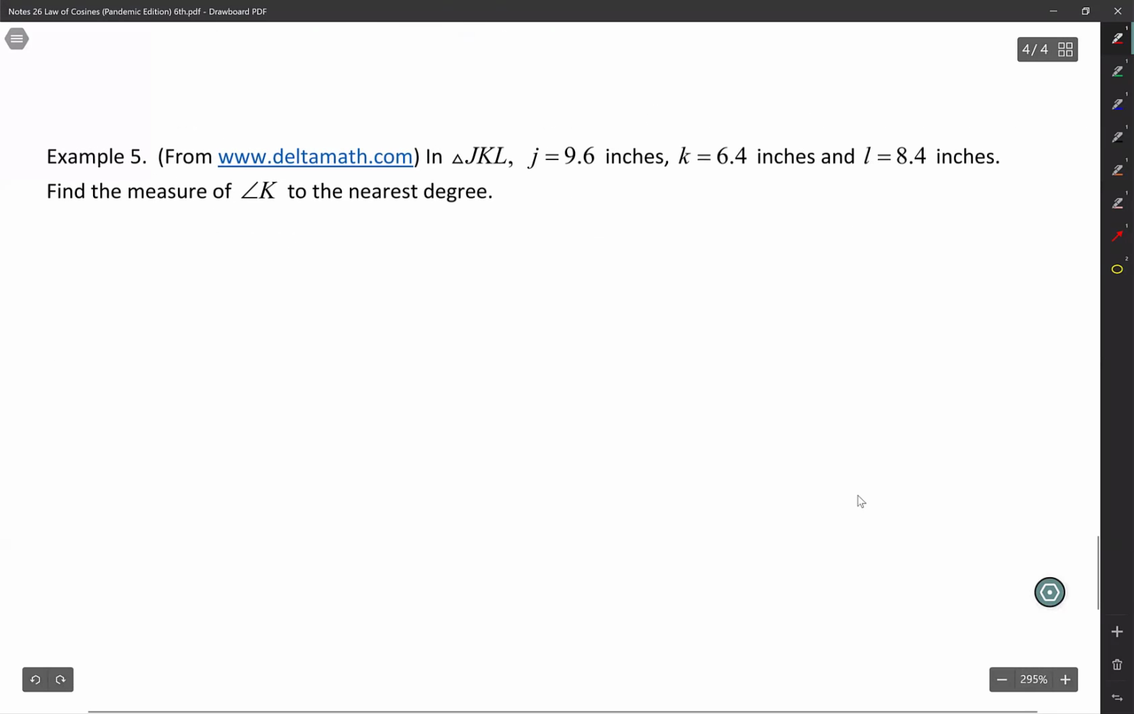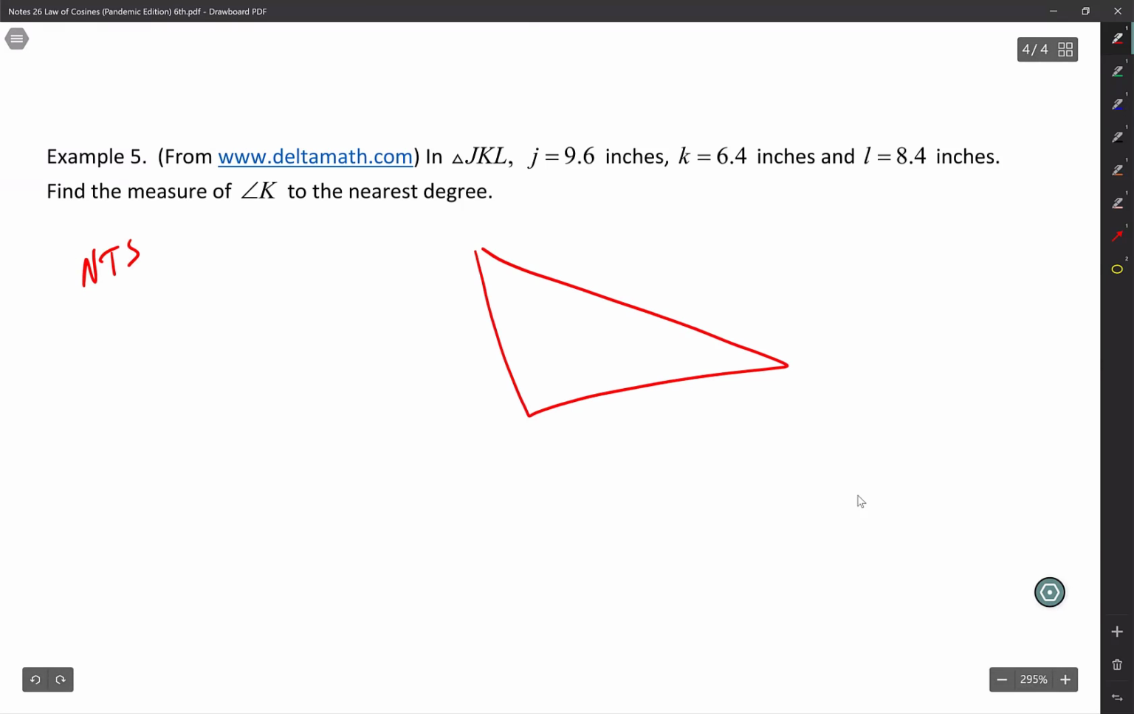So it says triangle JKL, J is 9.6, K is 6.4, and L is 8.4. Okay, so they give me all 3 sides. Find the measure of angle K to the nearest degree. So not to scale again. And triangle JKL, all capital letters. So little j is 9.6. So I put a 9.6 right there, inches. K is 6.4 inches, so that's 6.4. And L is 8.4. And they want me to figure out angle K.